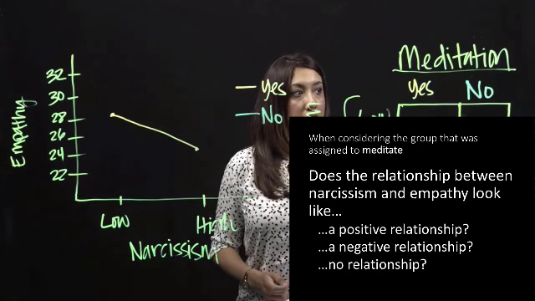So looking at that line that Amber just drew, we're looking at the group that was assigned to meditate. Does the relationship between narcissism and empathy look like it's a positive relationship or a negative relationship or no relationship? How would you decide that? And as narcissism increases, empathy is decreasing, right? So that looks like it's a negative relationship.